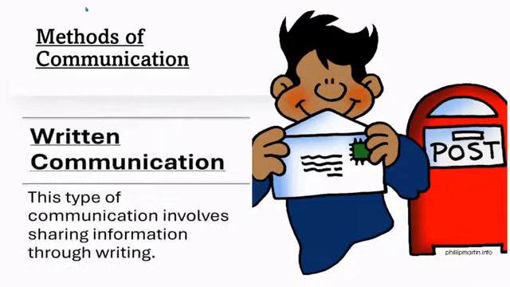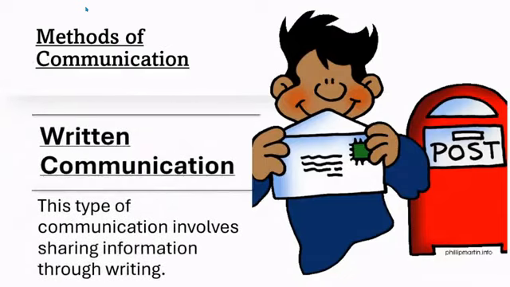Next, we have written communication. This type of communication involves sharing information through writing. So whenever we're engaged in the process of writing and we're passing whatever we're writing from one person to the next, then this is called written communication. We're not saying anything orally, we're just giving them in words, in writing.